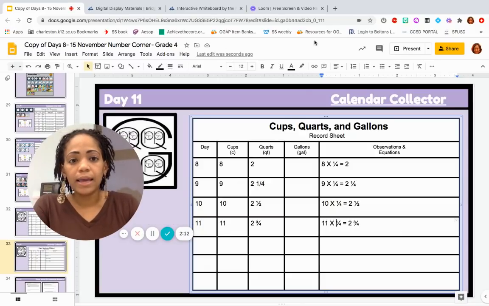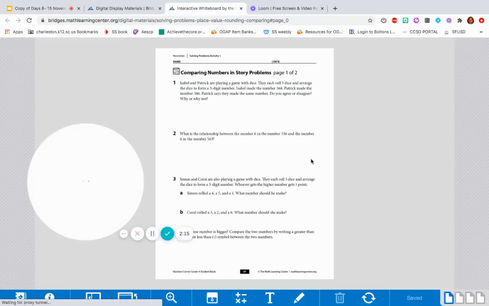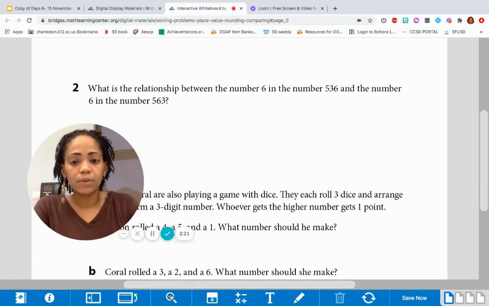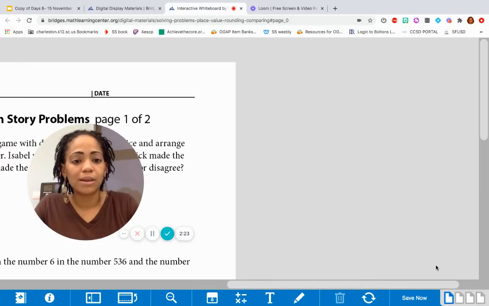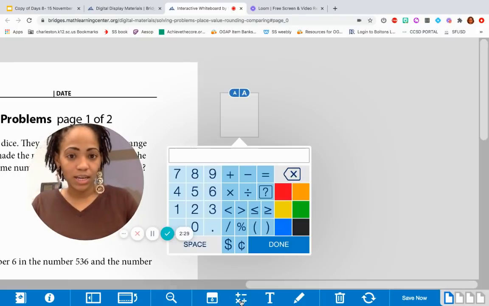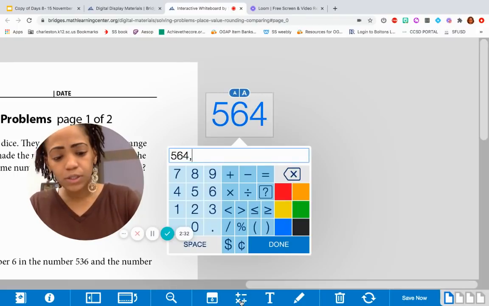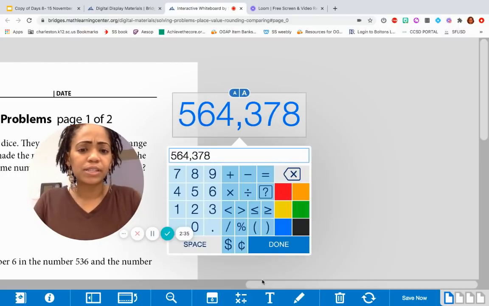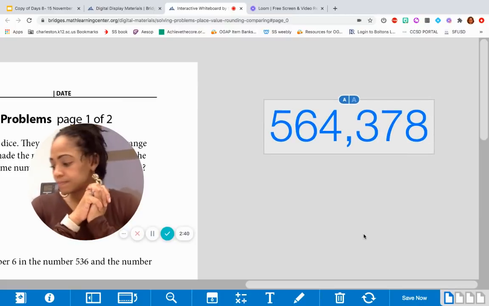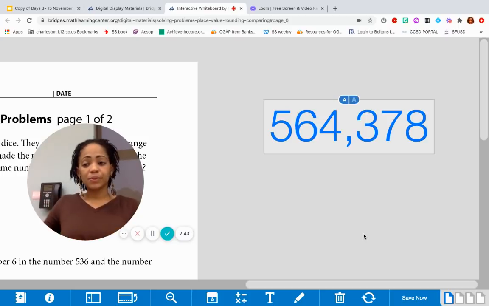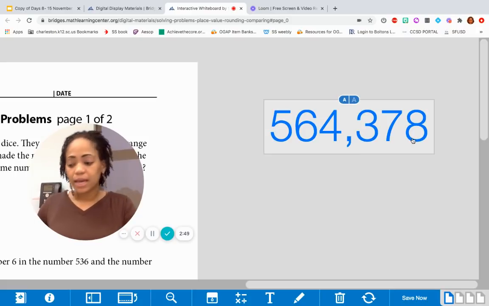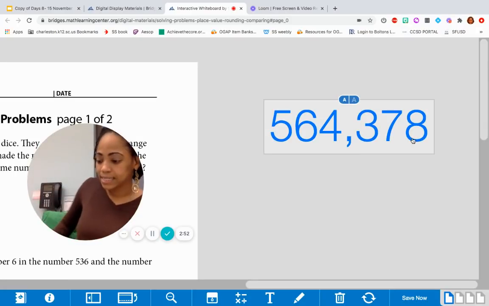Okay, so I am going to write a number on this page. And I want you to look at the number, and I'm going to ask you some questions about place value in relation to the number that you're going to see here now. So after I finish writing it, I want you to read it to yourself silently in your head. I'm going to make it big. All right, now let's read it out loud. 564,378.